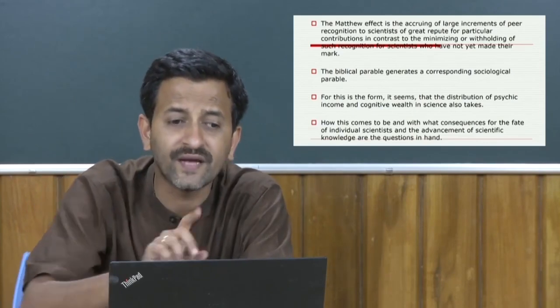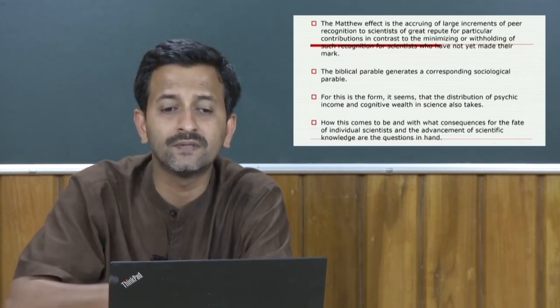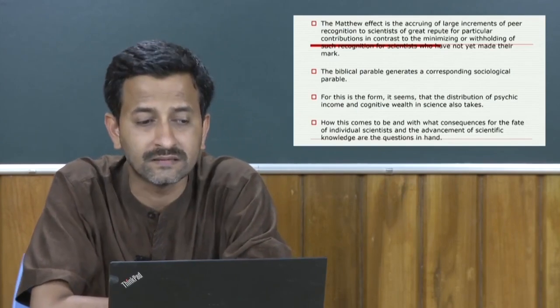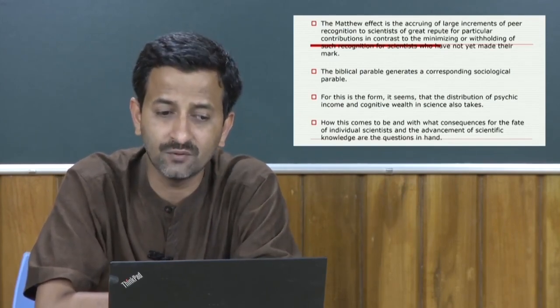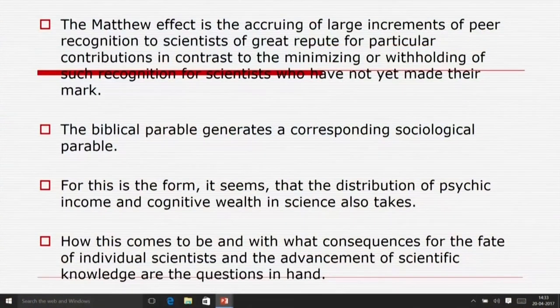Now, the Matthew effect is the accruing of large increments of peer recognition to scientists of great repute for particular contributions, in contrast to the minimizing or withholding of such recognition for scientists who have not yet made their mark. The biblical parable generates a corresponding sociological parable. That's why we must make this shift from a biblical account to a more sociological, or more secular, account.